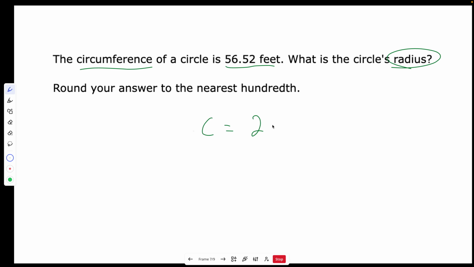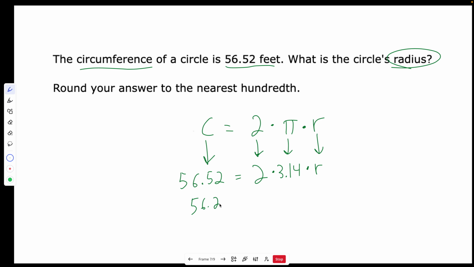We know that the circumference is equal to 2 times pi times the radius. We know the circumference is 56.52. They told us that. 56.52 equals 2 times, we know what pi is, that's 3.14. And we don't know what the radius is, so we're going to leave it as just an r. Well, now we can simplify a little bit. 56.52 equals 2 times 3.14 is 6.28 times r. And now we're just solving an equation. We should know how to do that.